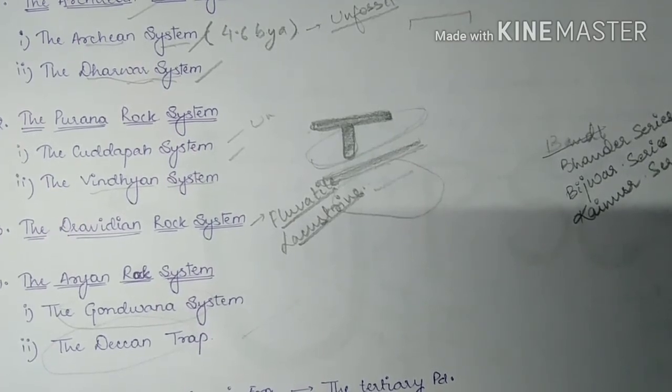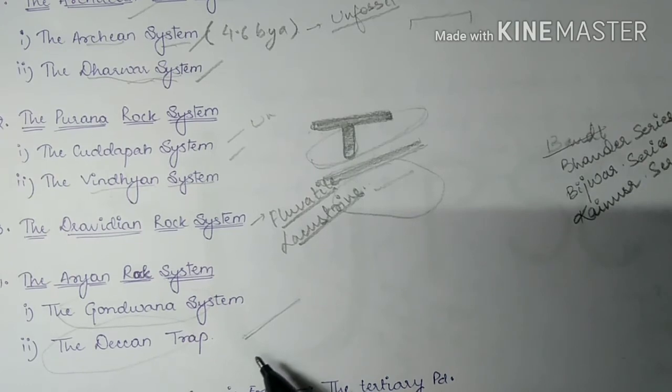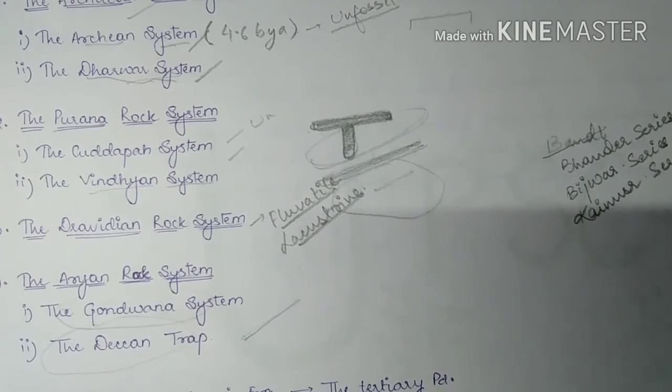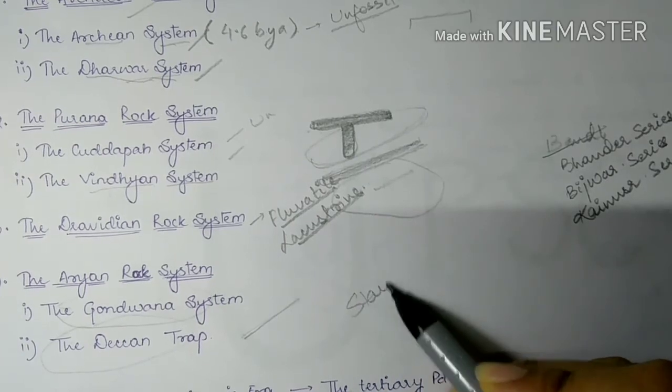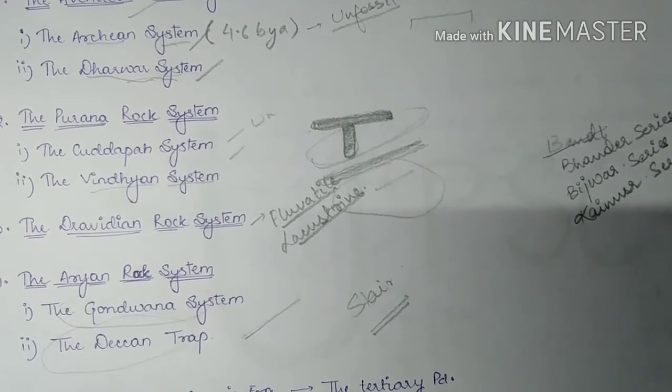This system is known as trap because the flow of lava from beneath the earth forms a shape which is of the shape of stair. The thickness of the rock is maximum, about 3000 meters, and this thickness is along the Mumbai coast, and it decreases towards the south and east.